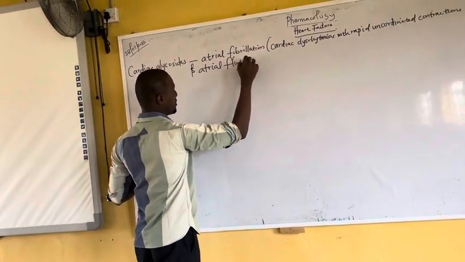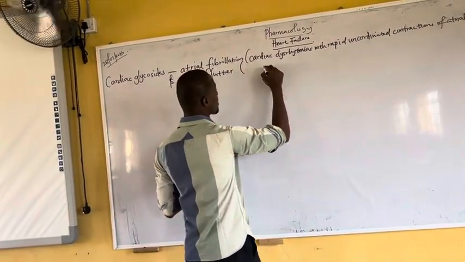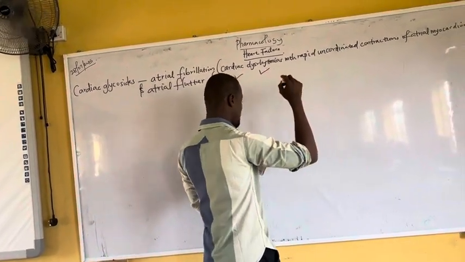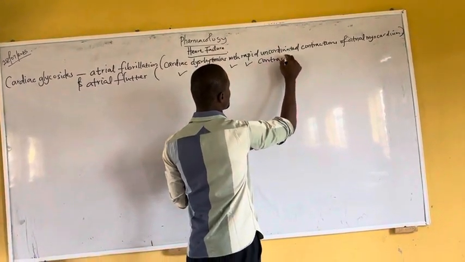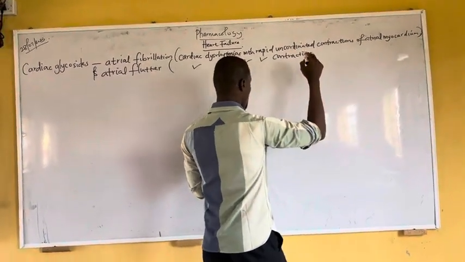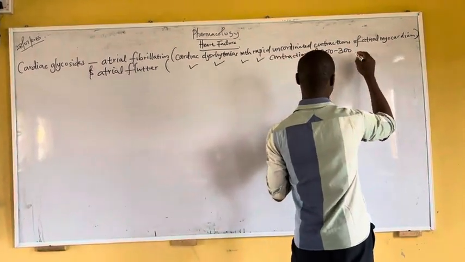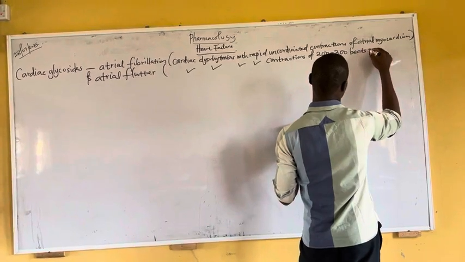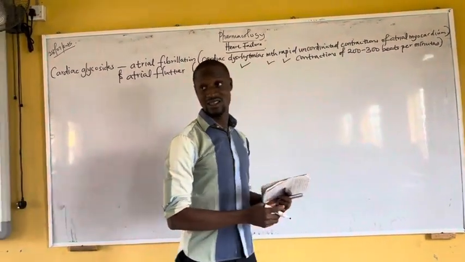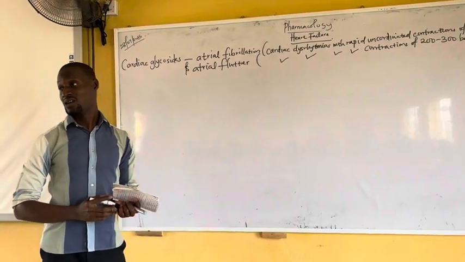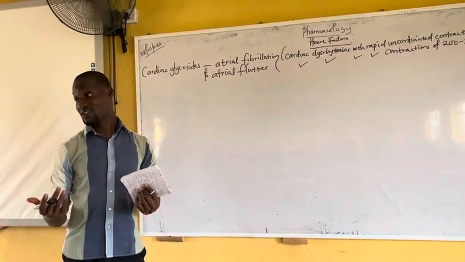This is different from fibrillation. Atrial flutter is a cardiac dysrhythmia with rapid contractions of 200 to 300 beats per minute. No, this is not normal. Yes, abnormal. Normally, how many beats should a person have per minute? Average 70, 75, right? Let's say 72 beats per minute.